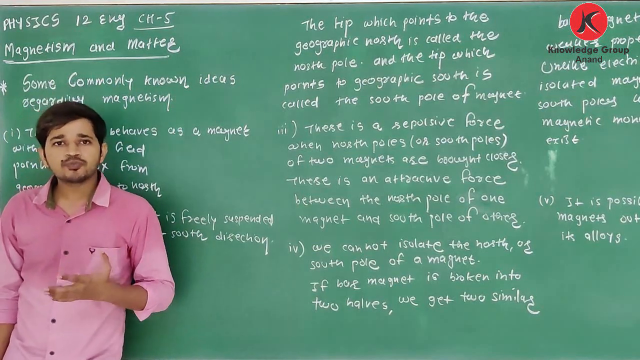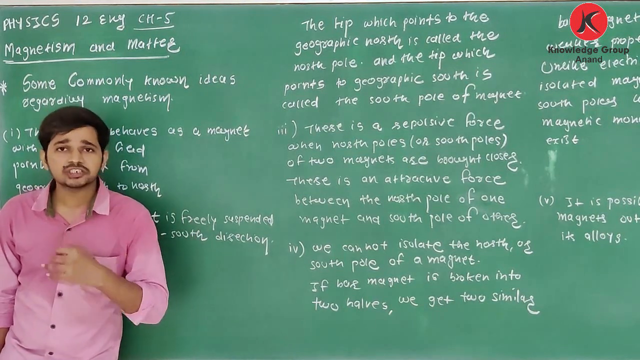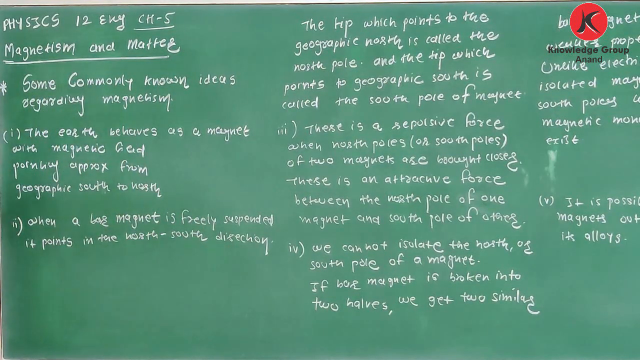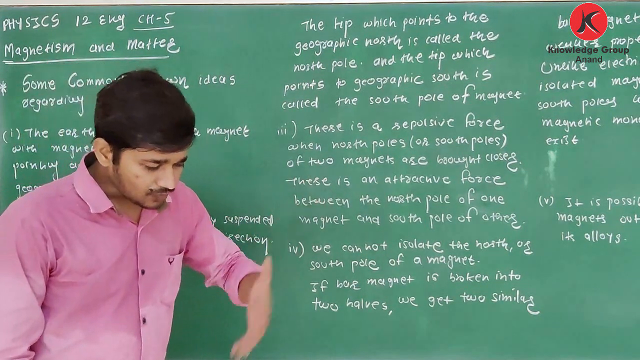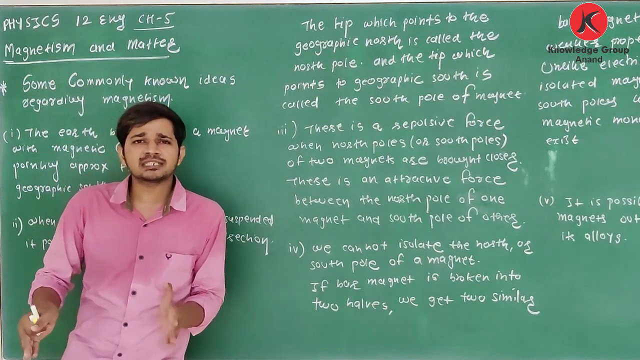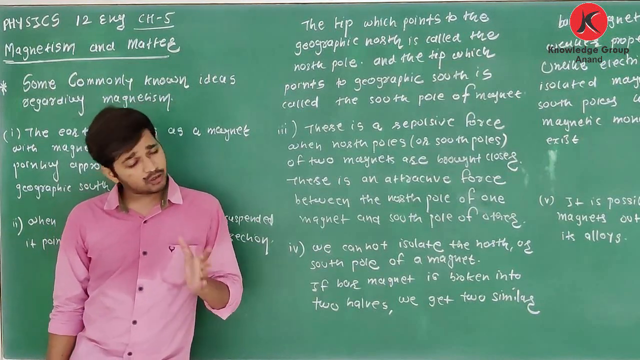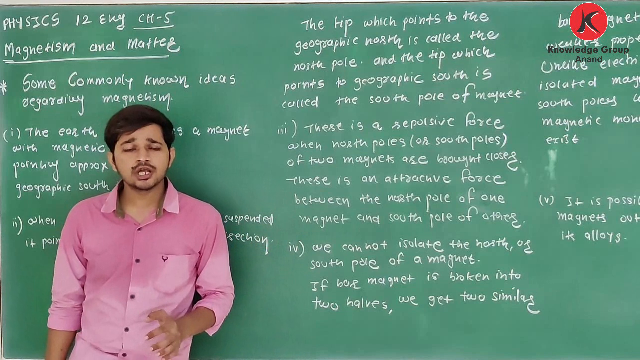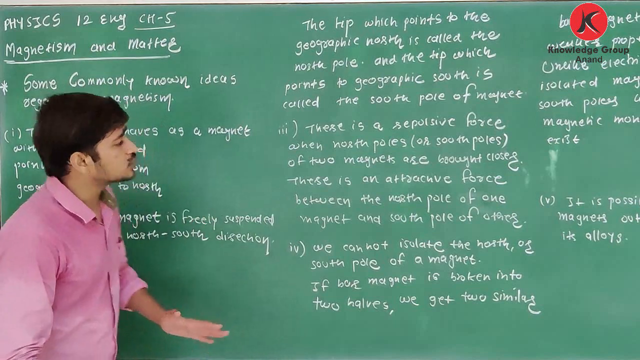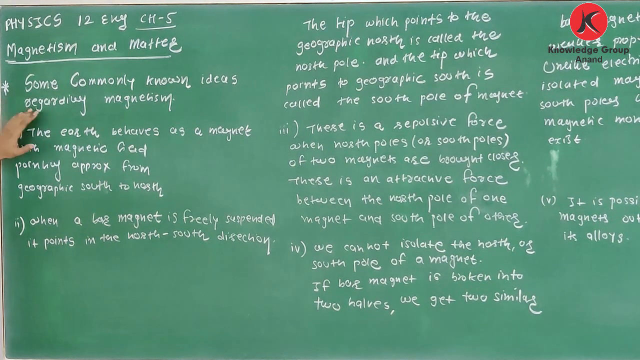In the past, the Chinese also used a magnetic needle to find direction in the desert. From experience and experiments, they concluded that there are some materials which attract iron and similar objects towards them. Also, for some materials there is a repulsive force. After numbers of experiments and studies, they gave some conclusions. And here the first theory of this chapter is some commonly known ideas regarding magnetism.